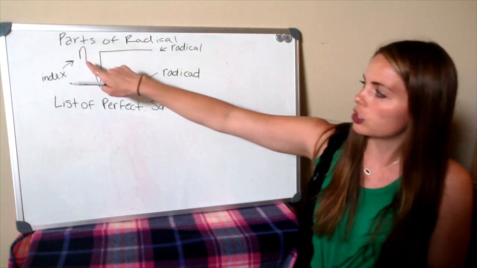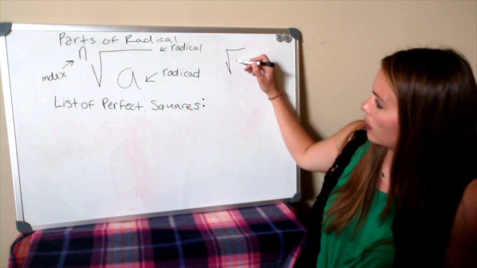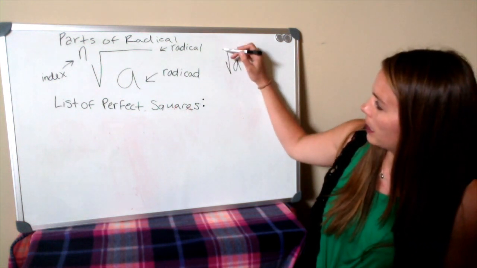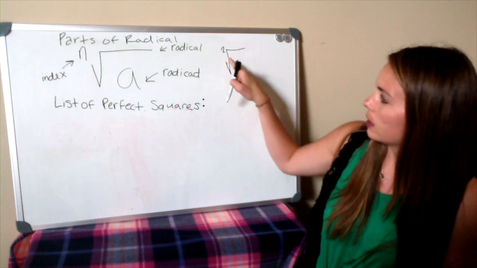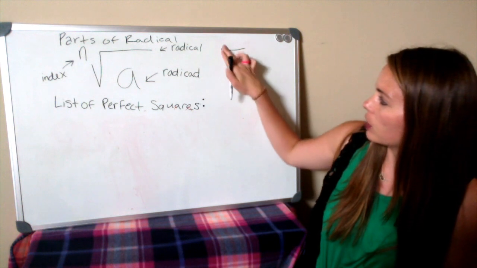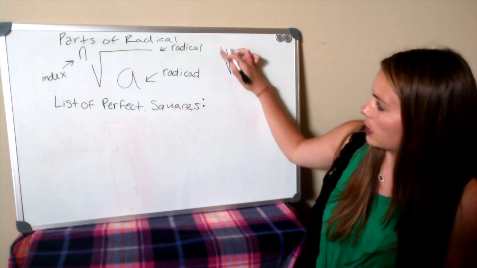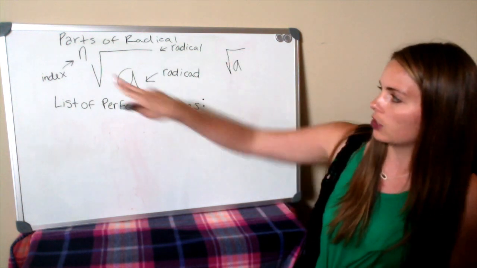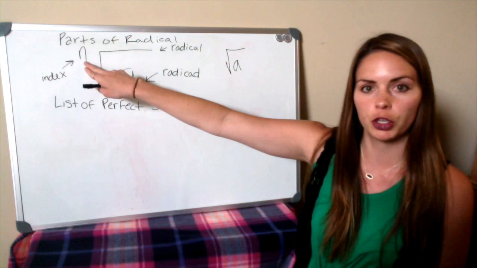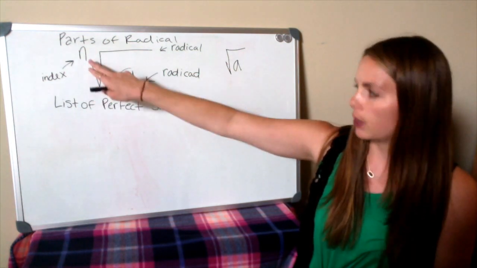Now if there is no index, if we just have this right here, think about there being an imaginary 2. So on all other ones, it would have a number there, but if there is no number, you would say the index is 2, so it's a square root. That is the only one that is special. Besides that, you could have a 3 there, that would be a cube root. You could have 4 there, that would be a 4th root, 5th root, and so on.